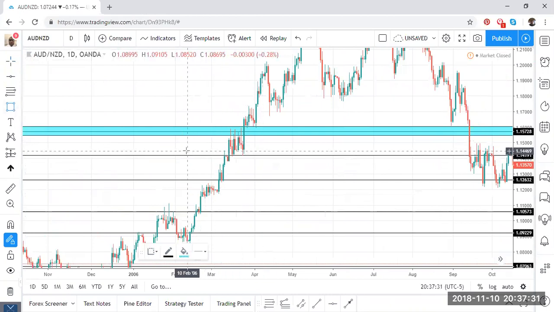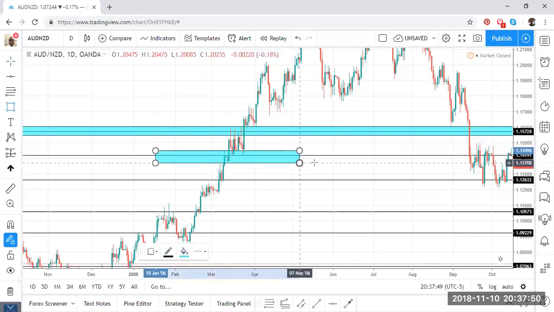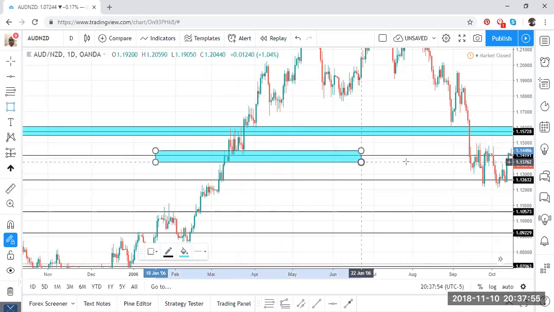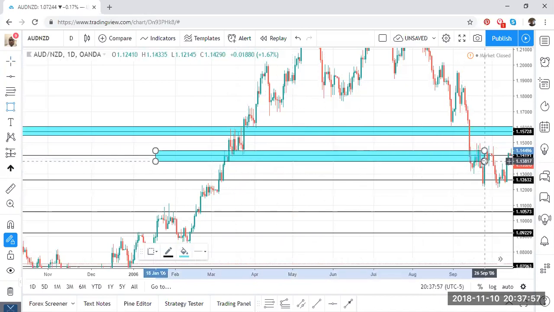I just know that I try to get as many wicks as possible and not have my zone too big. So right now I have this wick, I have this wick, I have these candles here. So that's what I'm looking at for the top of my zone. And the bottom of my zone, I'm looking at where these candles open and close right here. And I have these candles where they open and close as well. So I like that.